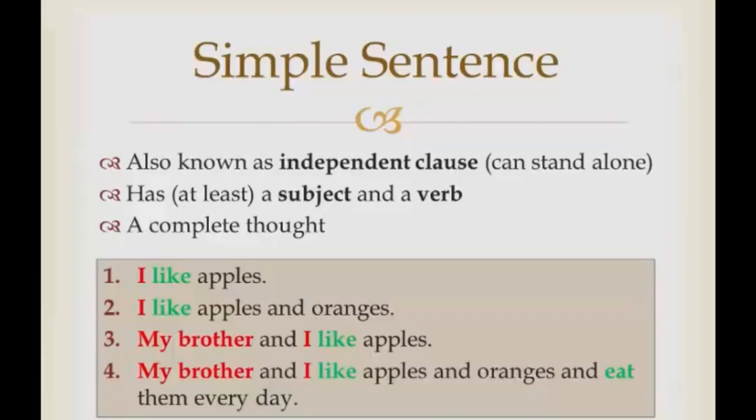The sentence became longer now, but still my brother and I act as the subject, with like and eat, more than one verb, but still my brother and I like and eat them every day. It is still one independent clause that can stand by itself. It's a complete thought and makes sense by itself. One simple sentence. So what about compound sentences?